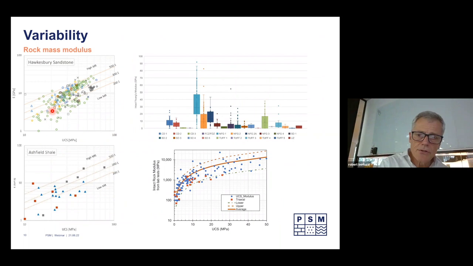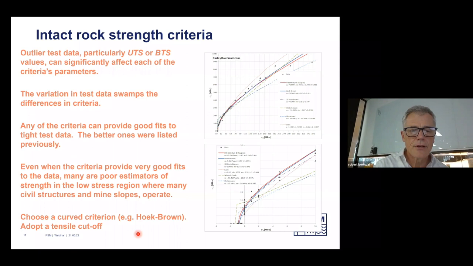Those couple of slides that we've just gone through, we're looking at the strength, okay? But the variability happens on other properties. This is a slide showing rock mass modulus. Here we have the Hawkesbury sandstone. The modulus is on the y-axis in these graphs. On these three, the x-axis is UCS, but it could be, as the top right graph is showing, just the rock type. It just shows the variability in modulus as well. Bearing in mind that we're going towards the estimated rock mass, this is just intact rock.